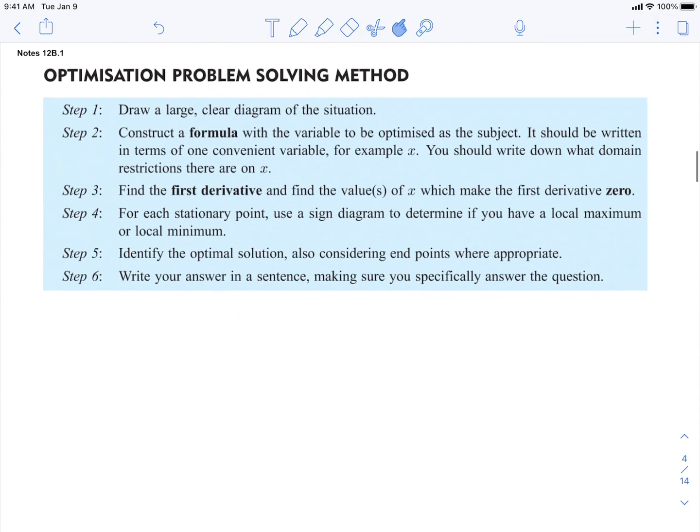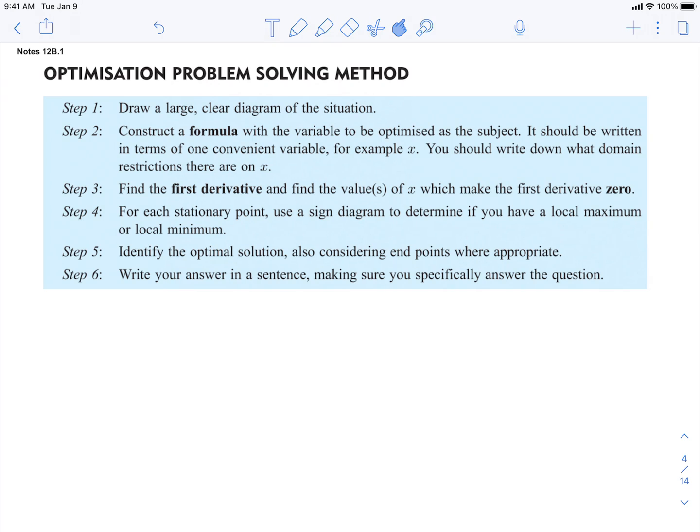So here are the steps that we're going to follow for optimization problem solving. Step 1, we're going to draw a large clear diagram of the situation. Step 2, we're going to construct a formula with the variable to be optimized as the object. It should be written in terms of one variable, for example, x. You should write down the domain restrictions that are on x.